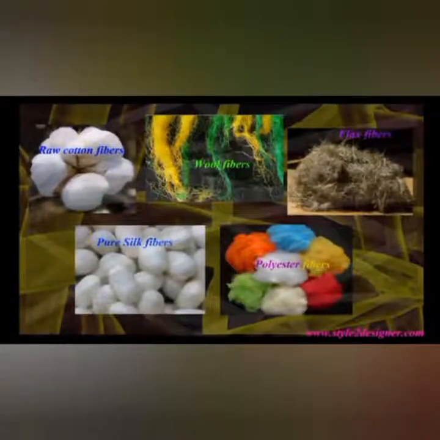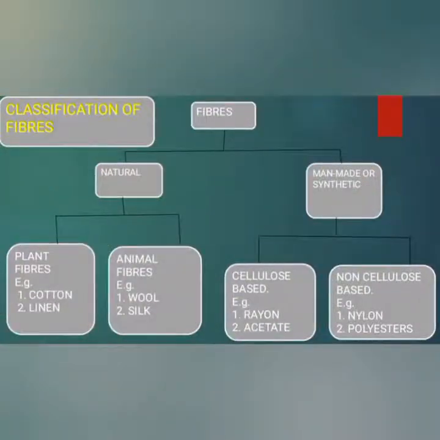You can see from these images the different types of fibers and their various colors. We have raw cotton fibers, wool fibers, pure silk fibers, polyester fibers, and flax fibers. So now let's know what these fibers are all about, and that will bring us to the classification of fibers.